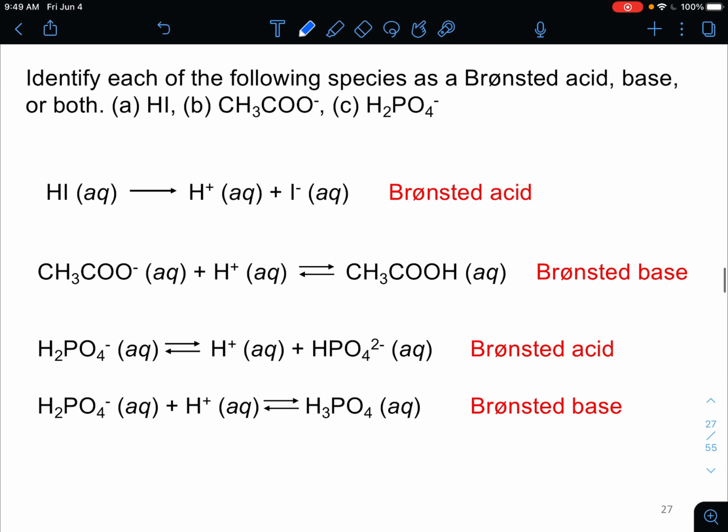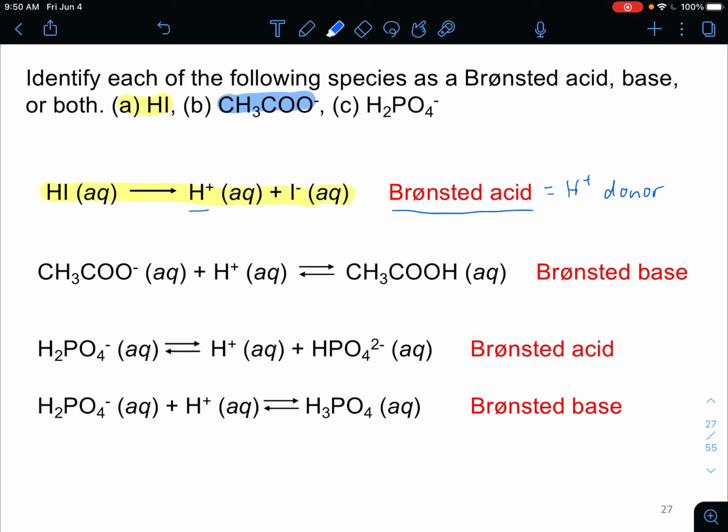So we should be able to look at some chemical formulas with their equations given and talk about what's going on. Here it asks us to describe the behavior of HI. Is it an acid, a base, or both? Hydroiodic acid is one of the 7 strong acids. We see its equation written here. So it's producing H+, so clearly it's a Bronsted acid because it's a proton donor.